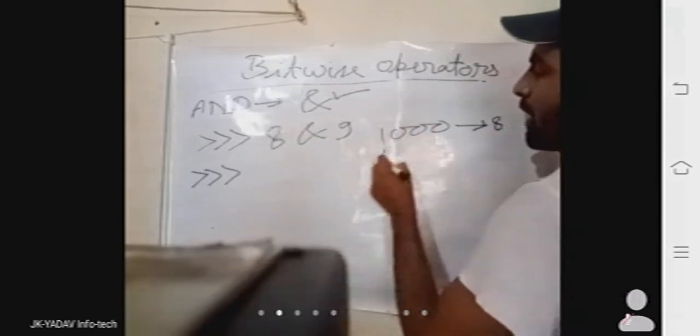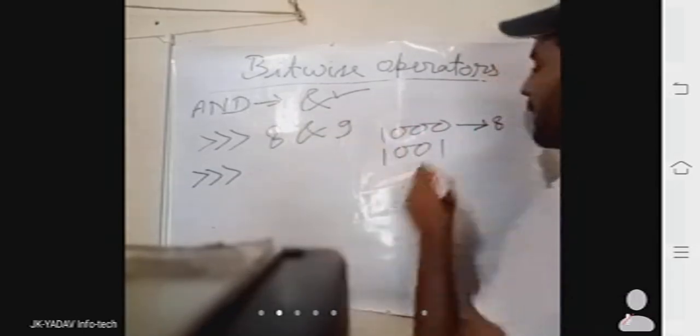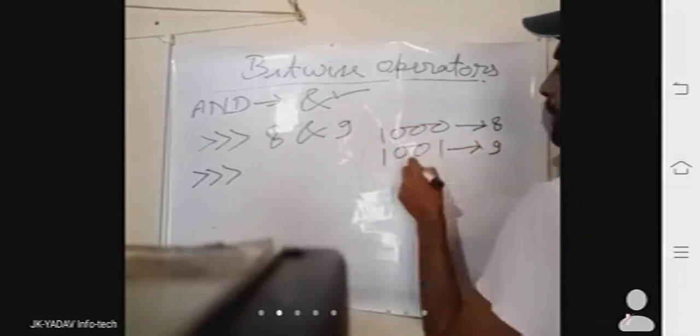So let us find the binary of 8. The binary of 8 will be 1000. This is the binary of 8. And the binary of 9 is 1001. So this is the binary of 9.